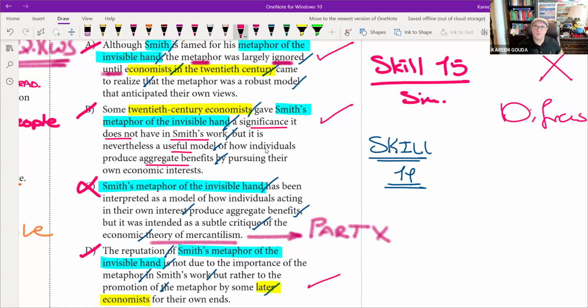But before we go any further, I think B can be eliminated. Can you guys tell me why we can eliminate B? Come on, I'm going to give you like 10 seconds. I'm going to start looking at your answers here in the chat. Come on.